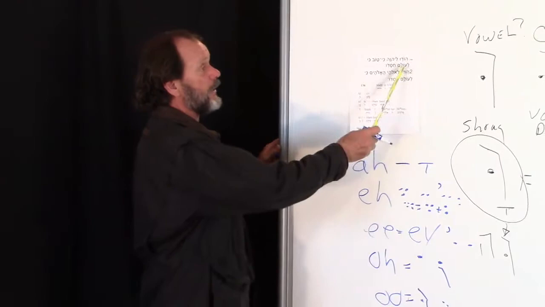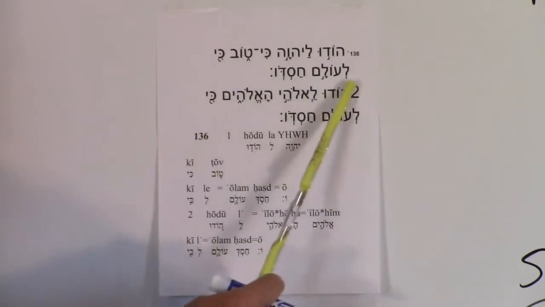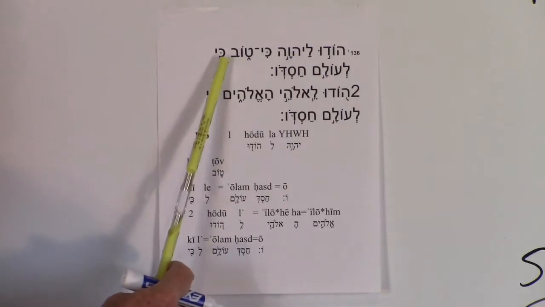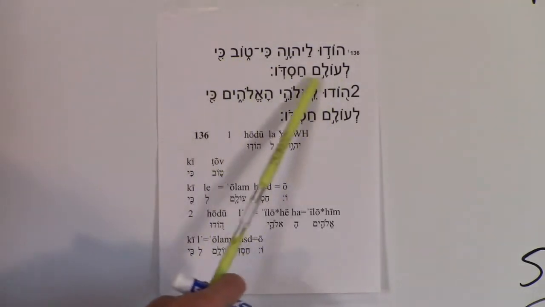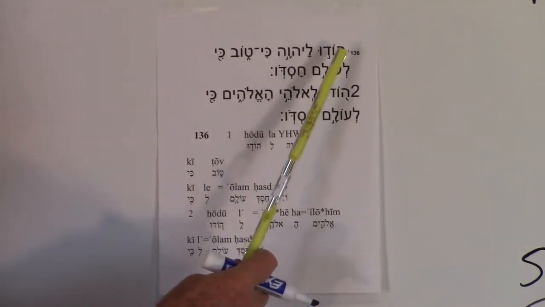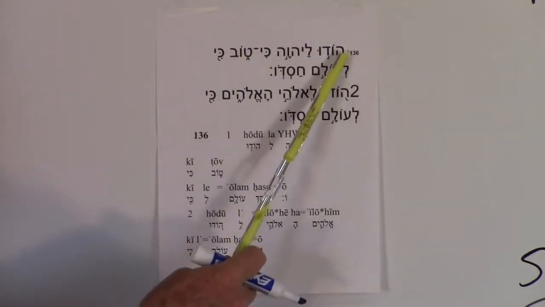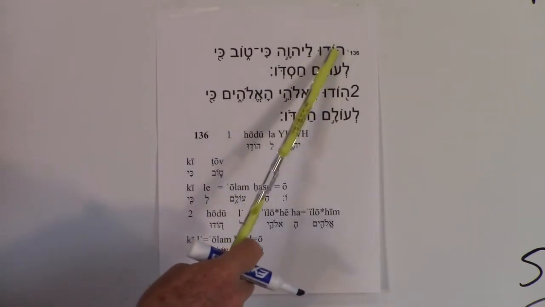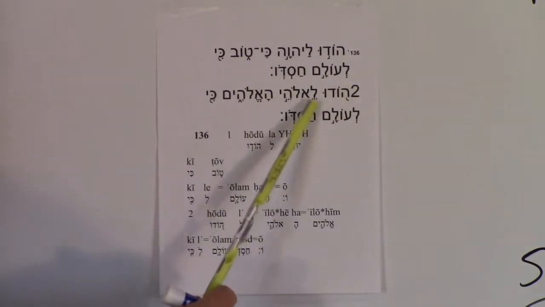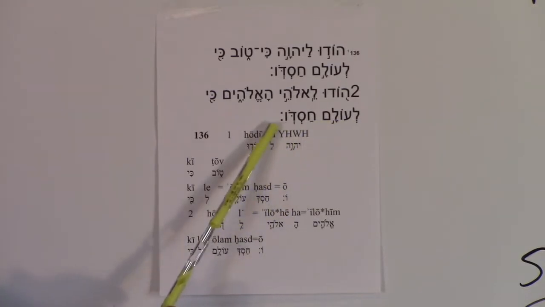Hodu la Adonai ki tov, ki le'olam hasdo. Hodu la Adonai ki tov, ki le'olam hasdo. Hodu, hodu, hodu, hodu, hodu la Adonai ki tov. Hodu la Elohe ha-Elohim, ki le'olam hasdo. See, very simple.